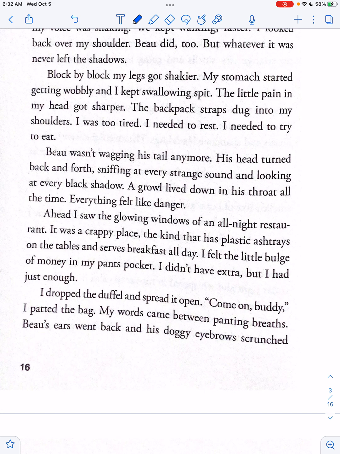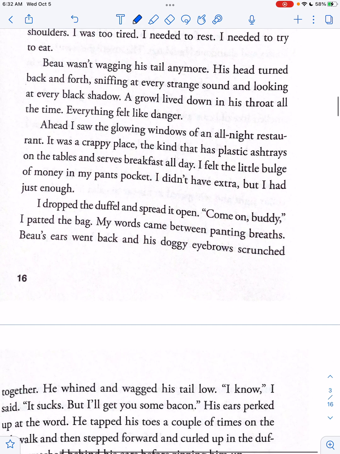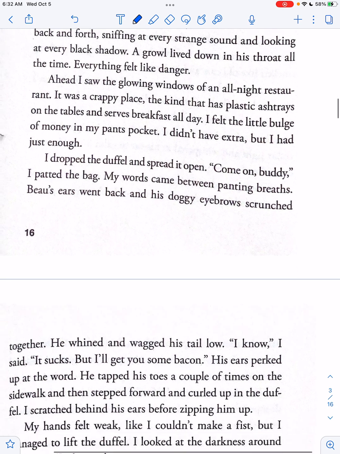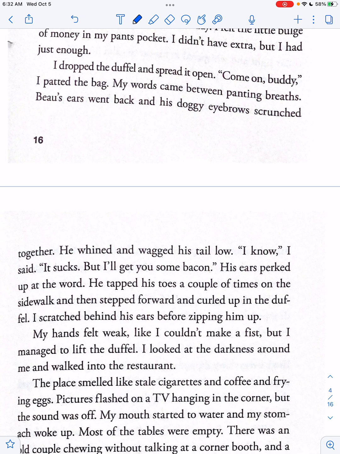Everything felt like danger. Ahead, I saw the glowing windows of an all-night restaurant. It was a crappy place, the kind that has plastic ashtrays on the tables and serves breakfast all day. I felt the little bulge of money in my pants pocket. I didn't have extra, but I had just enough.